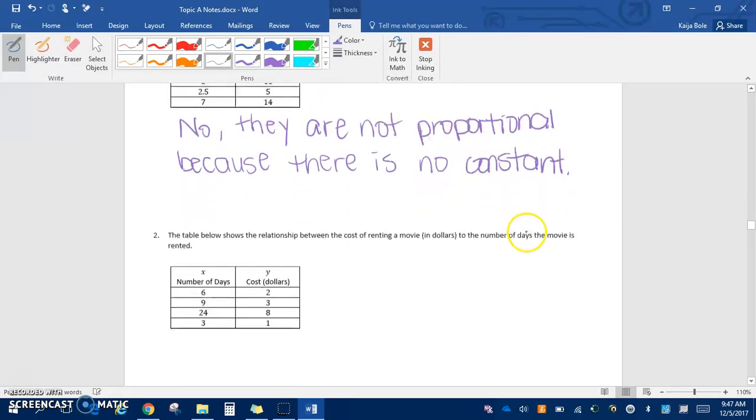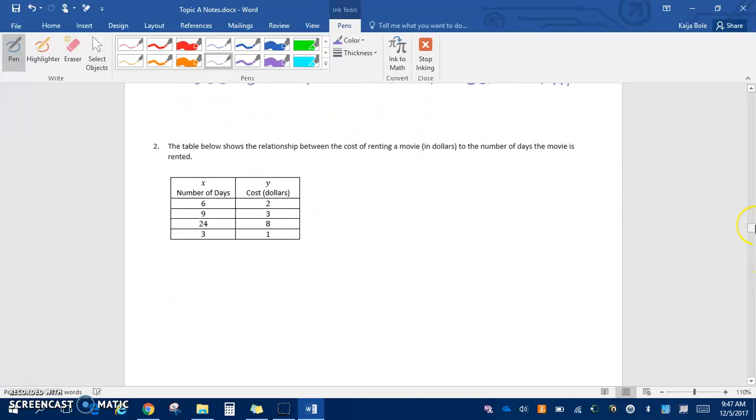Okay, so let's move down to number 2 then. It says the table below shows the relationship between the cost of renting a movie to the number of days the movie is rented. So we're just going to start comparing y over x. So first we would have 2 over 6, which if you simplify would get 1/3. And then we would have 3 over 9, and if you simplify that, you would get 1/3, so we're still good. For the next line, we would have 8 over 24, which when you simplify, you do get 1/3.